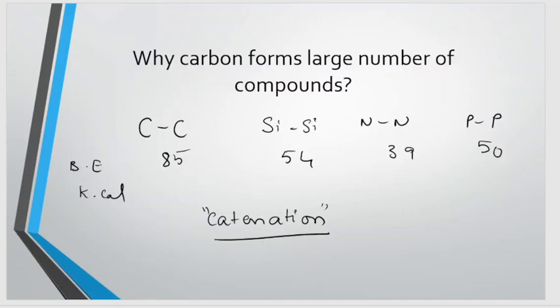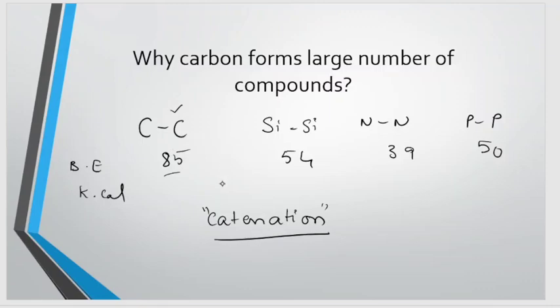If we consider the bond energy, the bond strength, no doubt the smaller atoms form strong bonds. If we consider the second period elements, carbon has the highest bond energy with 85 kilocalories when compared with the next period elements, or the nitrogen of the same period. The carbon-carbon bond is so strong among the smaller atoms.